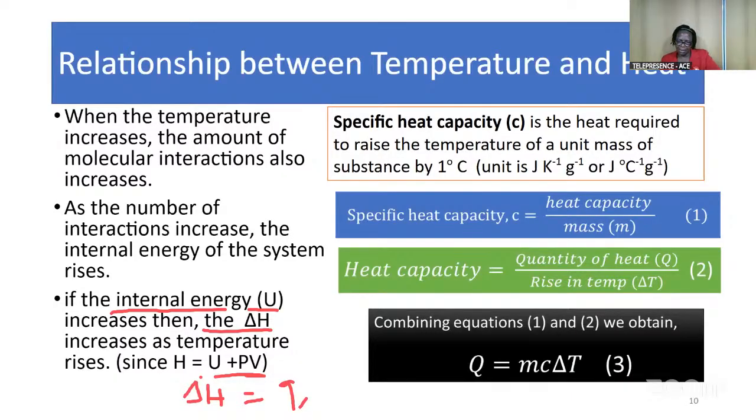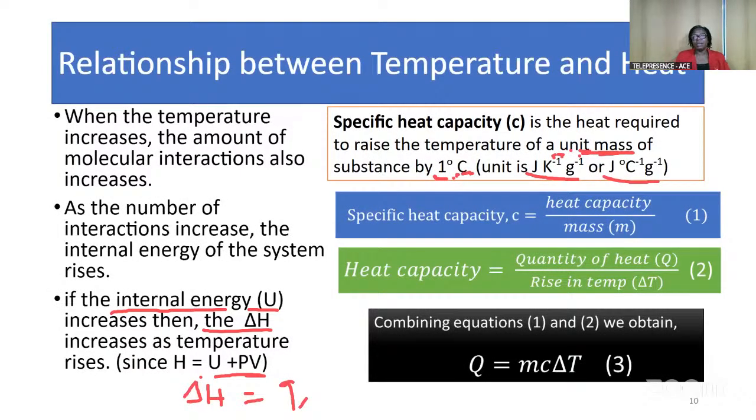Now, for any material that you are supplying heat to, there is a property we refer to as specific heat capacity, and that is the heat required to raise the temperature of a unit mass of the substance by 1 degree Celsius. That is the specific heat capacity. And it can have either of 2 units, joule per Kelvin per gram or joule per degree Celsius per gram.